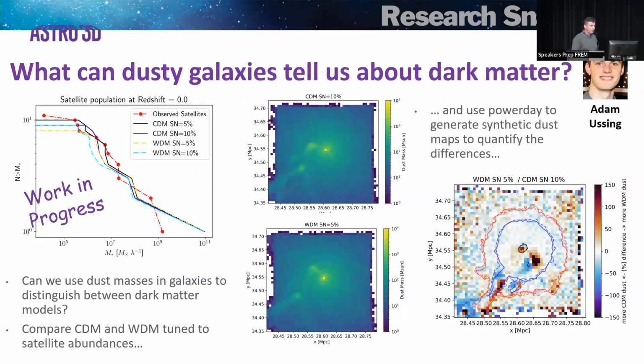This is a really cool project by Adam Ussing over at Swinburne. Adam's trying to ask, how can we use dusty galaxies to tell us about dark matter? So why should there be any connection between dust in a galaxy and dark matter? Well, the reasoning is that the amount of dust in the galaxy will reflect the extended period of star formation within the galaxy. So if you have a difference in when these galaxies formed, you might expect to see different amounts of dust within the galaxy itself. Sure, there are caveats there, but it's an interesting experiment to do.